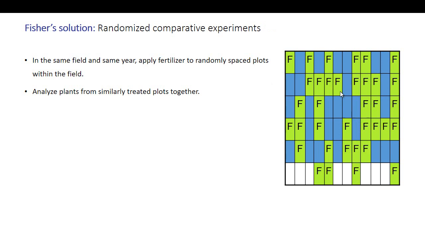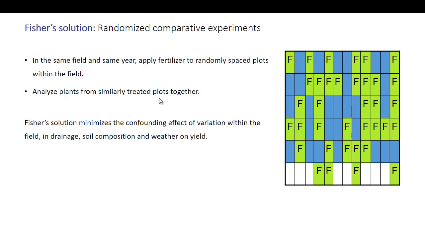So in the picture you can see, let's say this is a field, and you divide the field into small sections, and then you randomly pick some of the sections where you apply the fertilizer, and you don't apply fertilizer in the remaining sections, and then you plant your seeds and so on, and then at the end you analyze plants from similarly treated plots together.